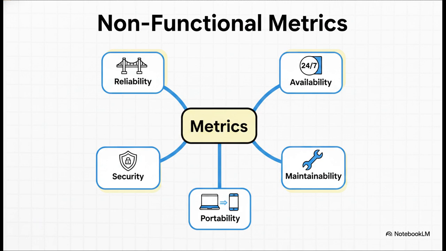And when you're designing a truly robust system, there are core non-functional metrics you've got to constantly evaluate. You have to ask, is it highly reliable? Is it available 24/7? Is it secure? Is it maintainable when updates are inevitably needed? And is it portable across different environments? Nailing these metrics ensures your system doesn't just function, but actually thrives.